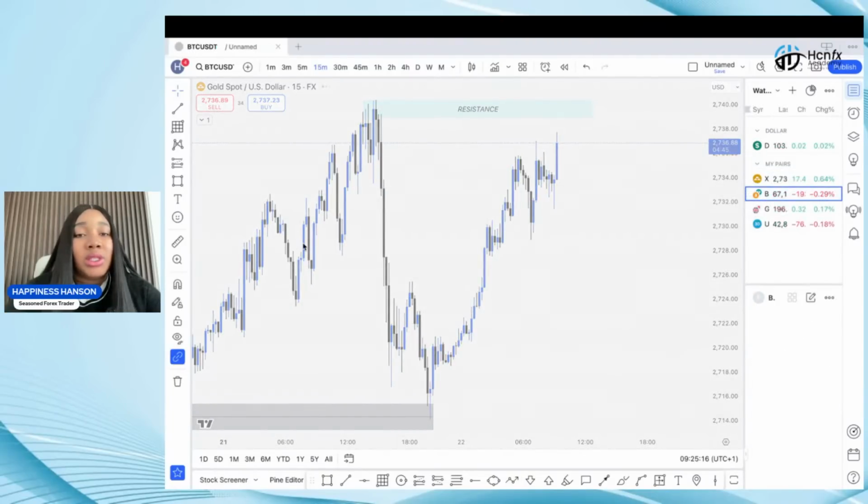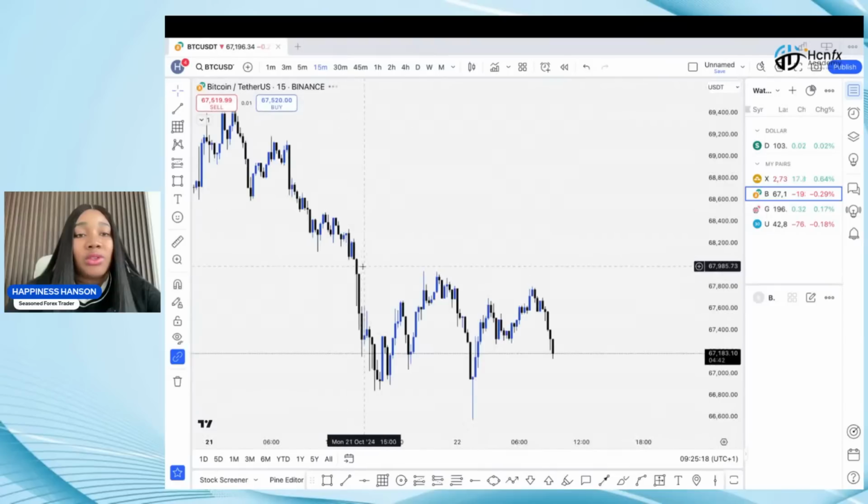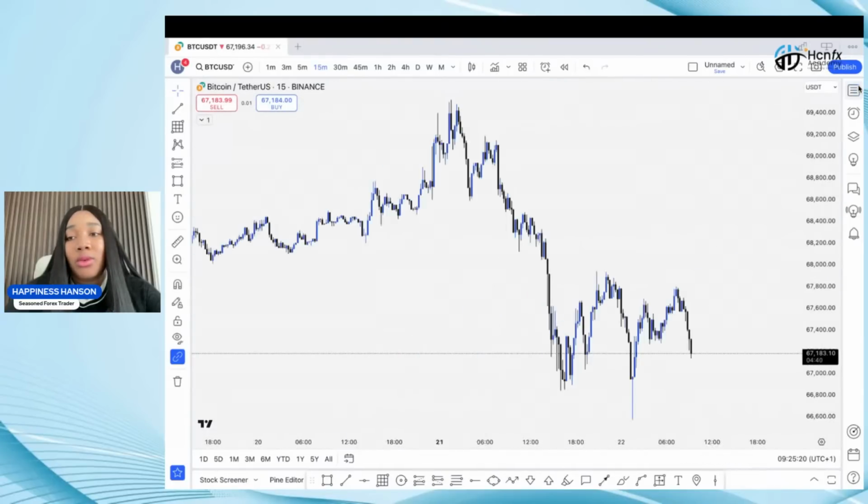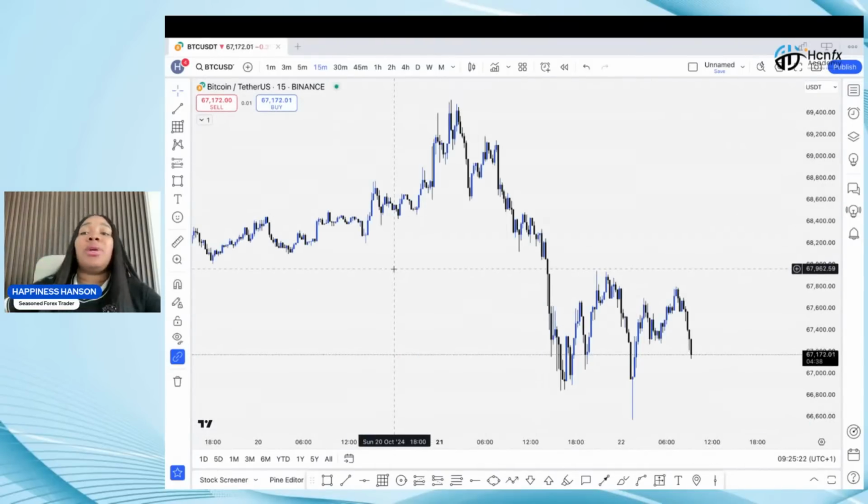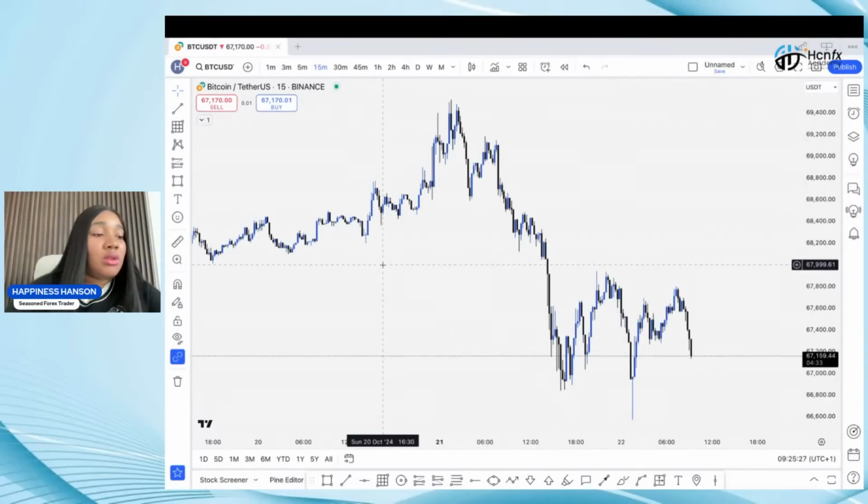We're gonna look at BTC. So gold traders, you just need to calm down. But if you are holding that particular buy that is happening now, just take profit once price gets to that resistance level.